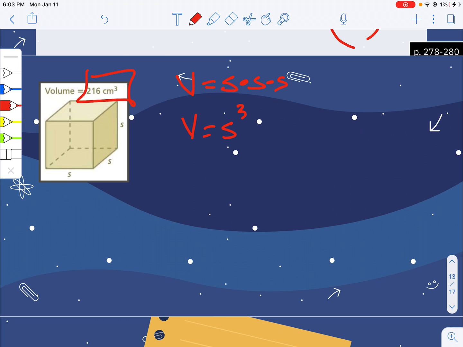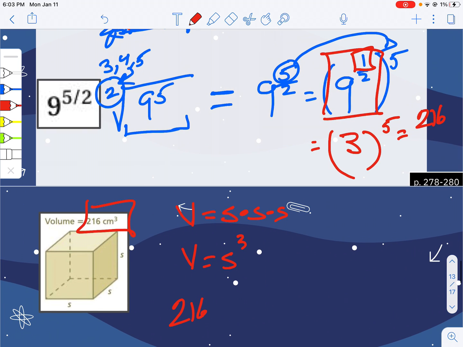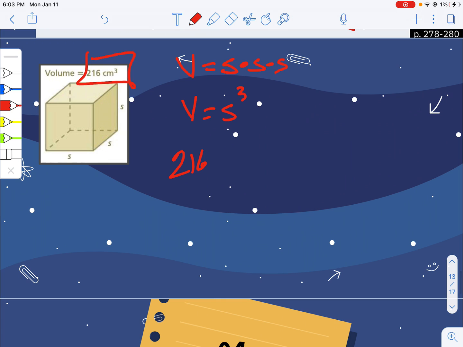In this problem, they give us what the volume is. They say it is 216. Oh, this isn't 216. This is 240 something. That's where I got the 216 from. I was thinking ahead. But they tell us that is 216. So we know 216 equals sides cubed.